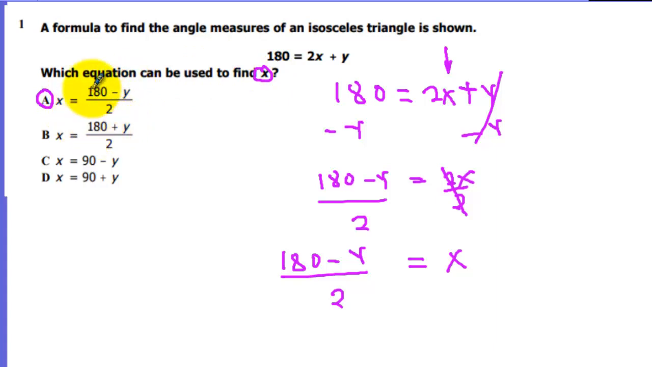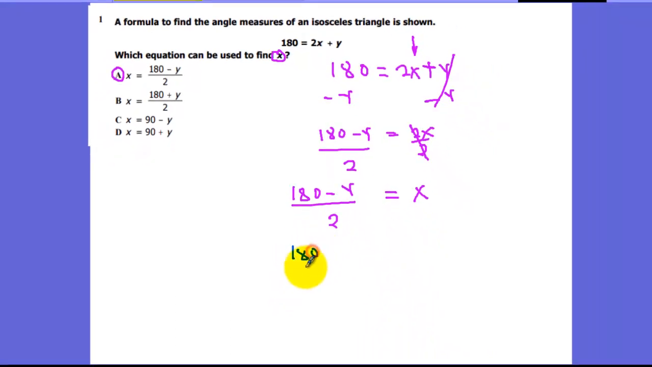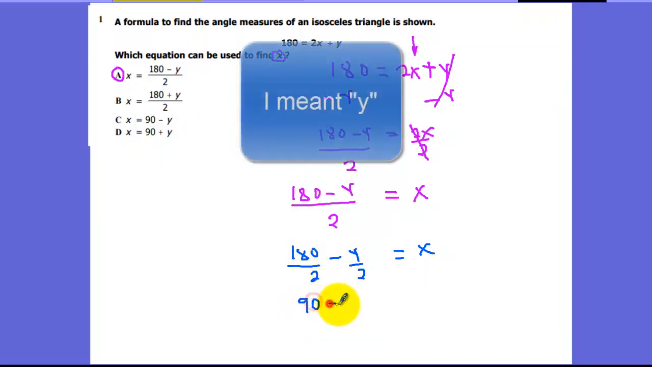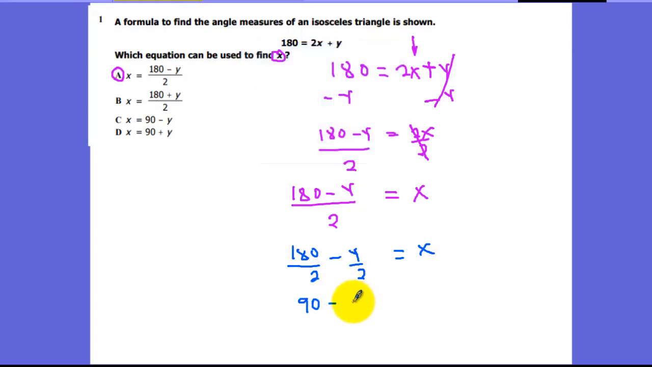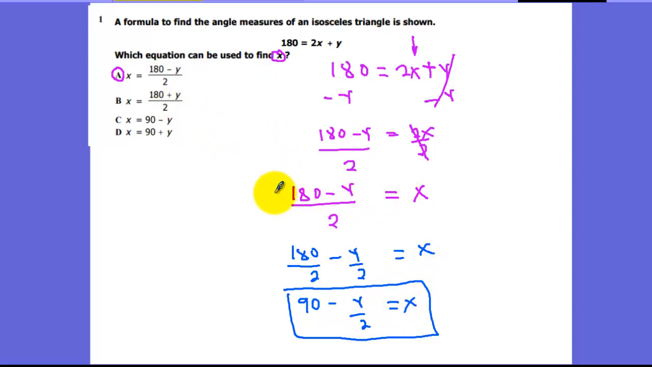Now, assuming that you try to simplify this further, we can separate our numerator and divide it by the same denominator. Now, 180 divided by 2 is just 90. 90 over 2 cannot be simplified anymore, so it should be 90 minus y over 2 equals x. If you're going to simplify further, this will be the result. But I don't have this in our choices, so we can just go back and say this will be our final answer.